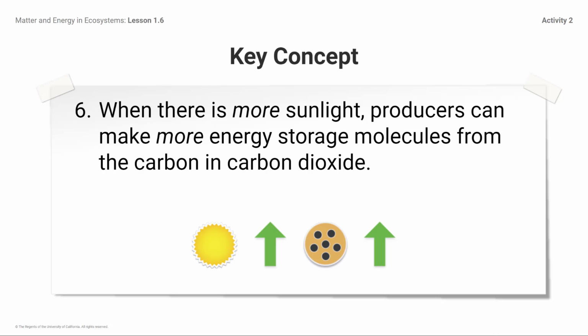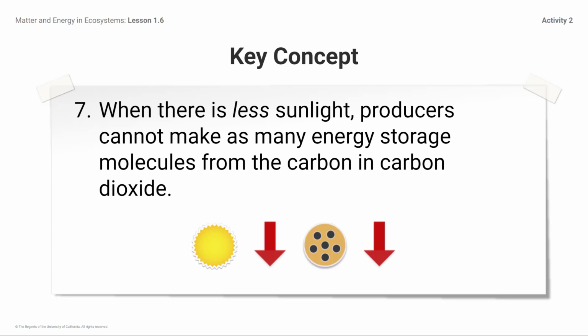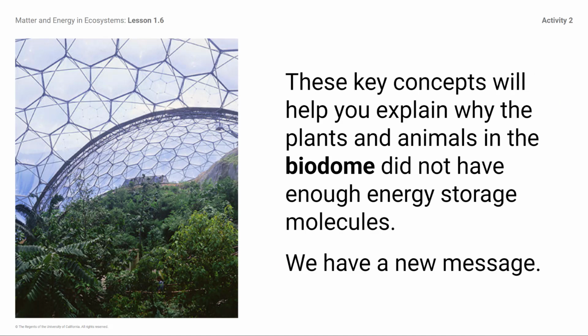Key concept. When there is more sunlight, producers can make more energy storage molecules from the carbon in carbon dioxide. Key concept. When there is less sunlight, producers cannot make as many energy storage molecules from the carbon in carbon dioxide. These key concepts will help you explain why the plants and animals in the biodome do not have enough energy storage molecules. We have a new message.